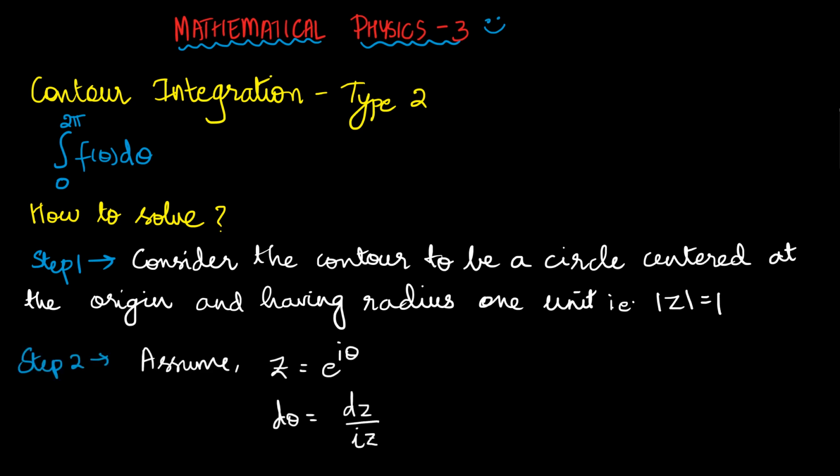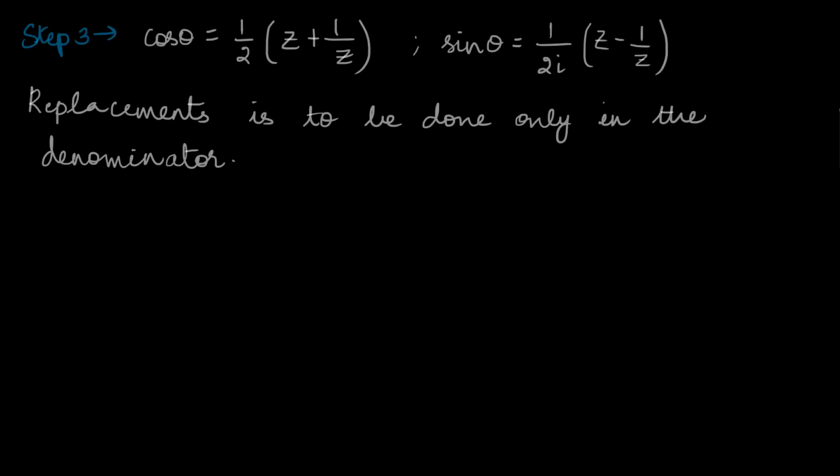So step 2 is to assume z is equal to e power i theta, and dz will be i z d theta, so d theta will be dz by iz. The next thing we have to do is substitute d theta is equal to dz by iz, and then we have to replace cos theta by 1 by 2 (z plus 1 by z) and sin theta as 1 by 2i (z minus 1 by z).